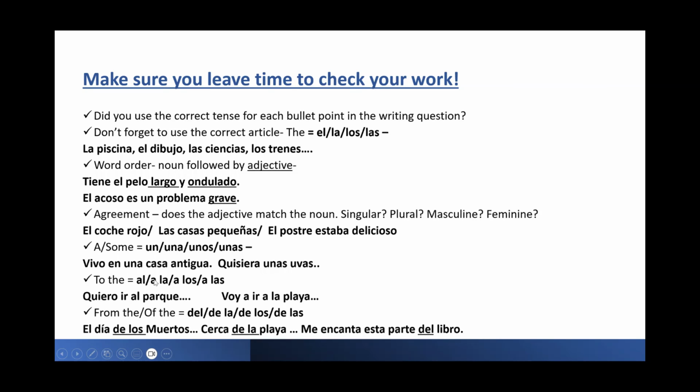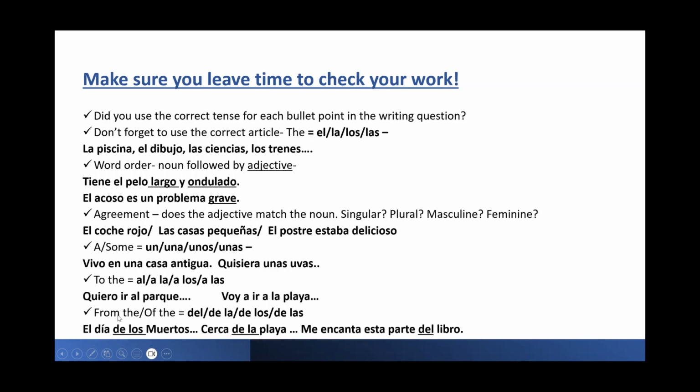Then to the. Mistakes are made with this quite regularly. So again, just reread your work and make sure you haven't made a mistake using al, a la, a los, a las. Bien. So, quiero ir al parque. Quiero ir a la playa. Yeah. Quiero ir a las montañas. Yeah. Quiero ir a los parques.